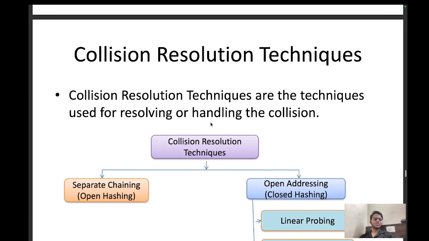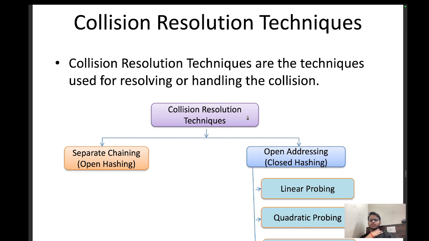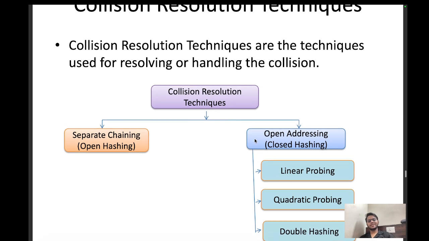Now let us see what the collision resolution technique is. The collision resolution techniques are the techniques used for resolving or handling the collision. In the collision resolution techniques, we have two types of techniques. The first one is separate chaining, and the second is open addressing.